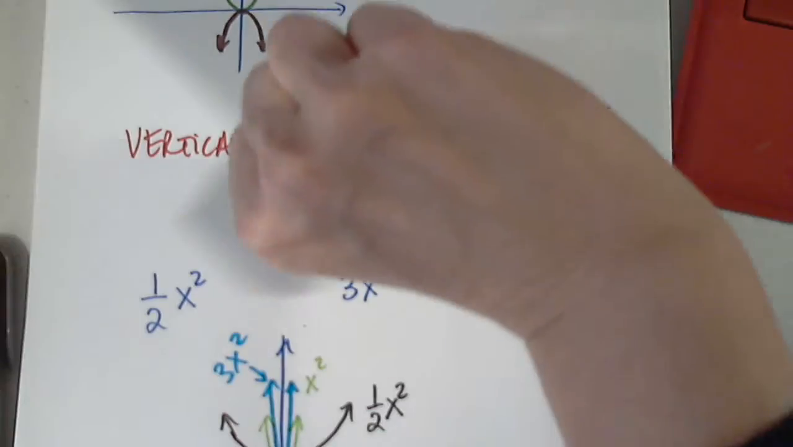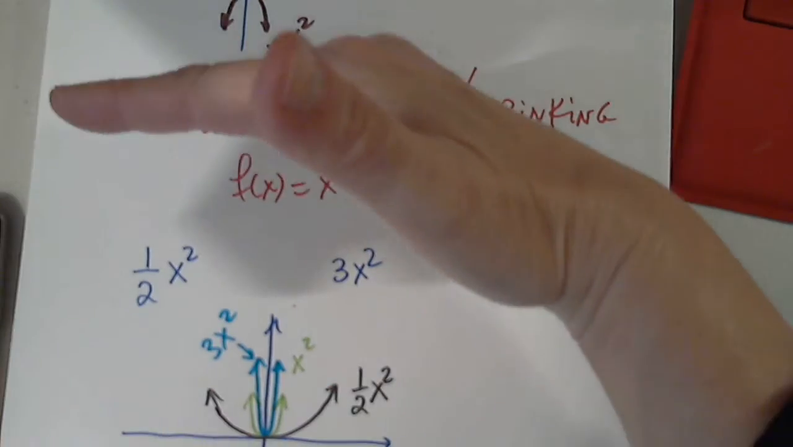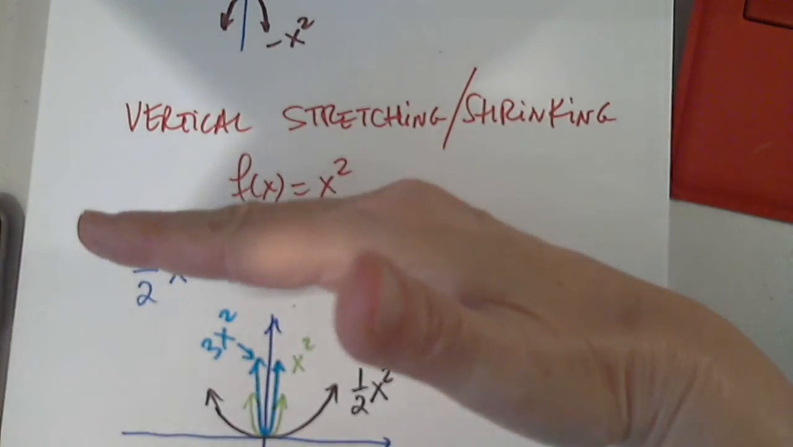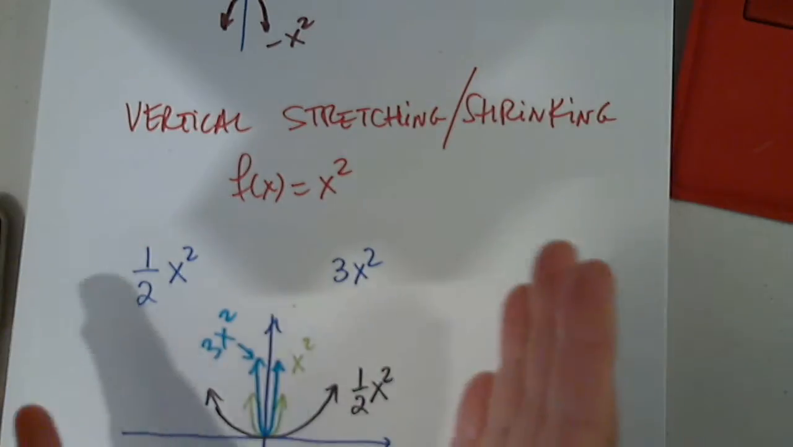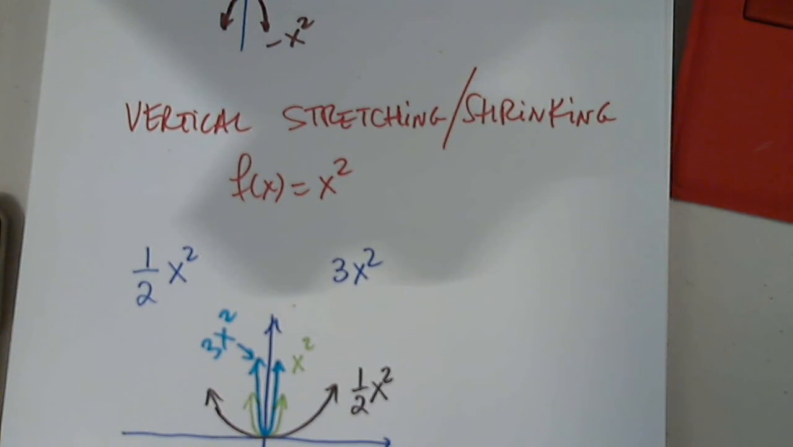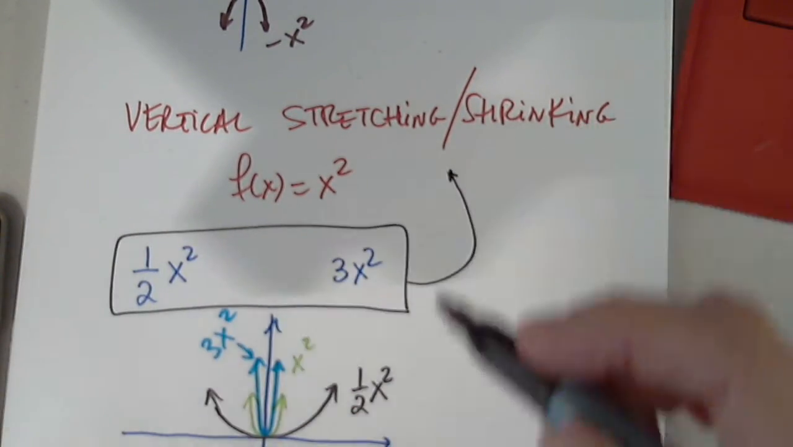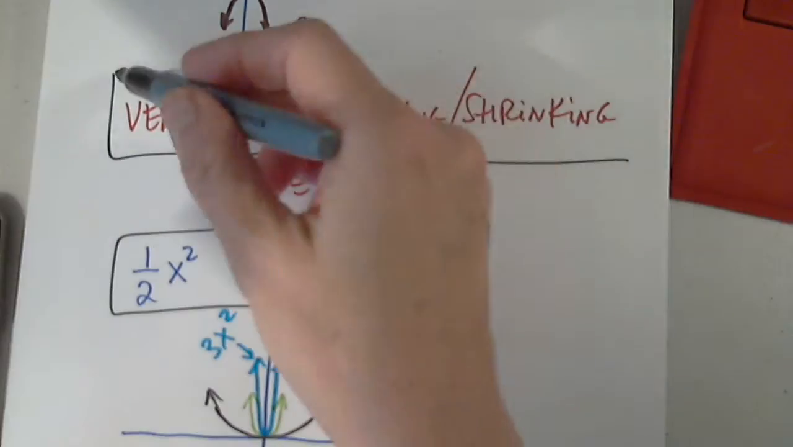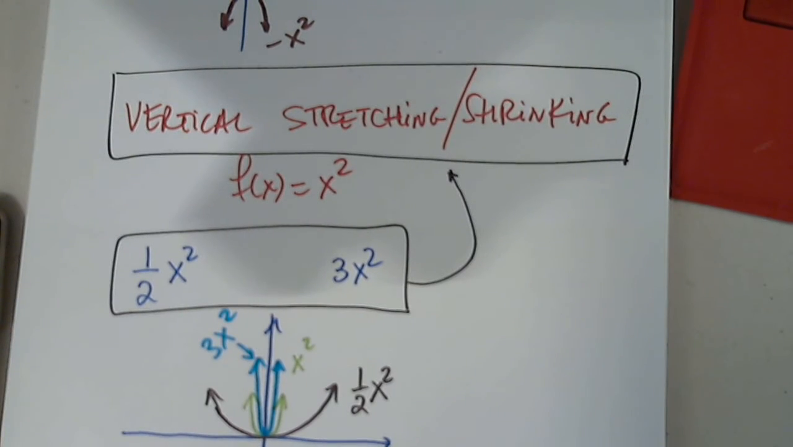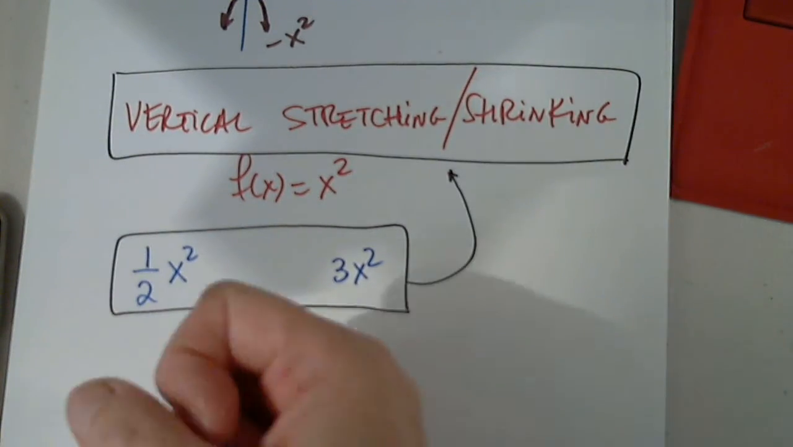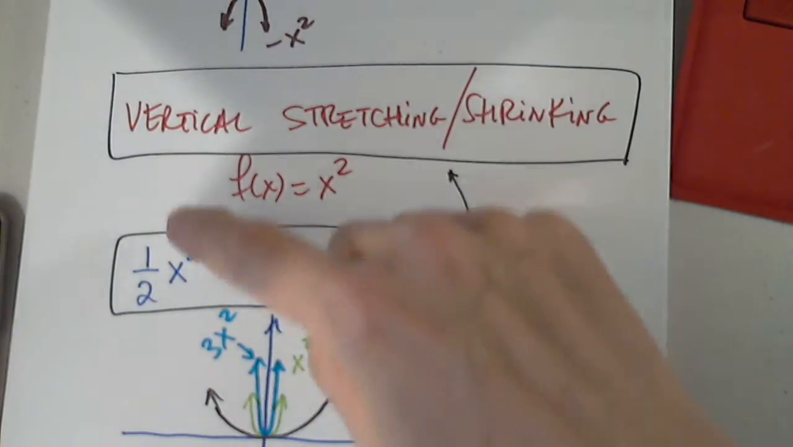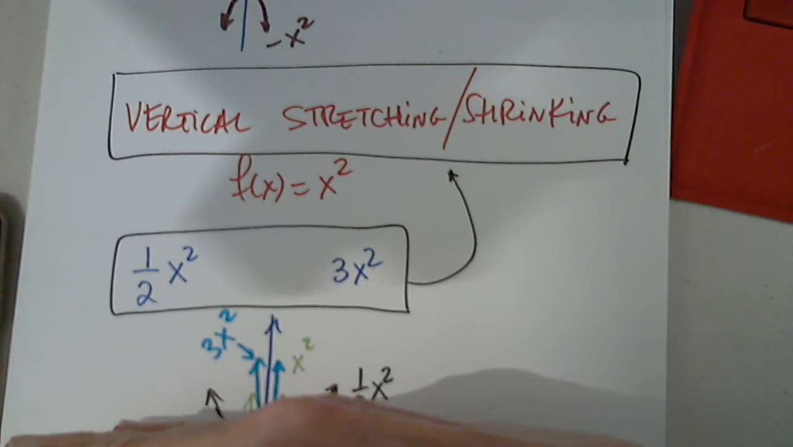It's a vertical stretching of the graph. This one is a vertical shrinking of the graph. It opens up more. So these are the vertical stretching and shrinking. So 3 is the stretching. 1/2 is the shrinking.